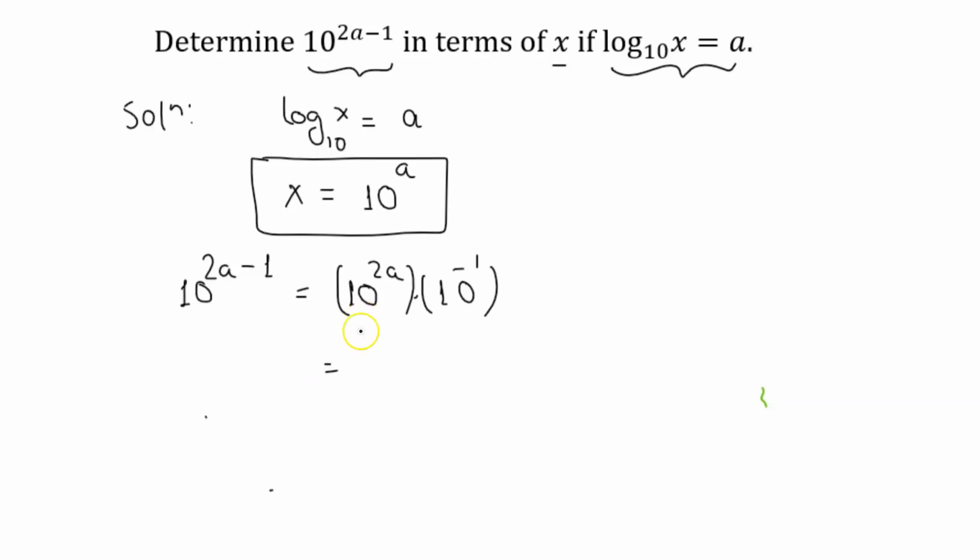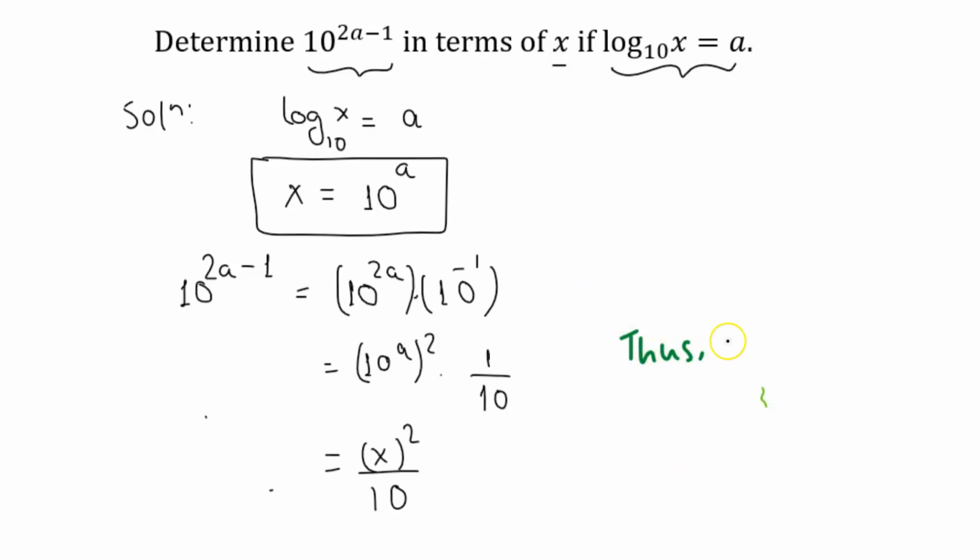Right. Now 10 raised to the power of 2a can be rewritten as 10 raised to the power of a whole raised to the power of 2. And we have 10 raised to the power of negative 1, so this is 1 over 10. Right. Now 10 raised to the power of a, that we have already obtained, this value is x. So we have x whole raised to the power of 2 divided by 10. So therefore, this is the final result. You can say thus 10 raised to the power of 2a minus 1 is going to be x squared divided by 10, and this is expressed in terms of x. Let's move on to the next problem.